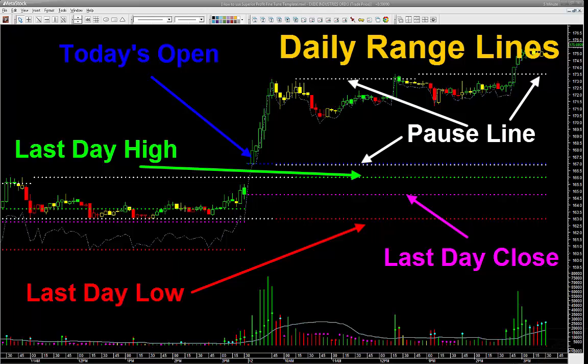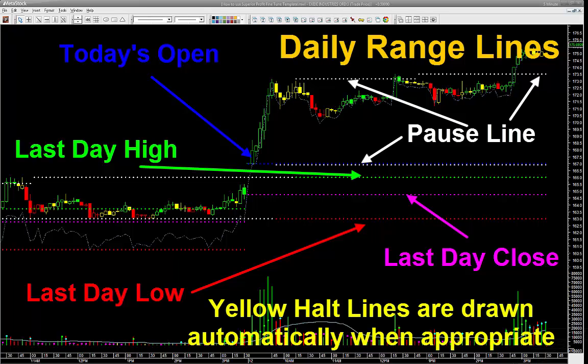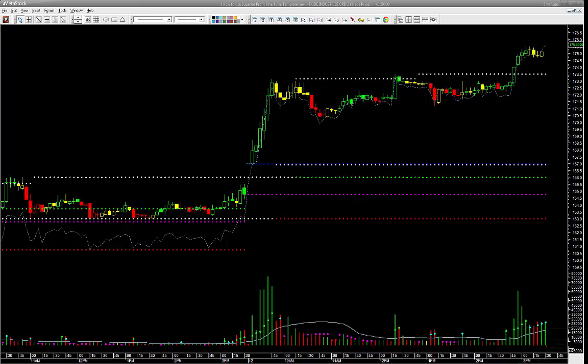Are there additional daily range lines? Yes. Occasionally, the system may draw additional important price levels. Yellow halt line is one example. In the near or far past, price had halted at those price levels and probably reversed. They don't appear every day. When they are relevant, system draws them automatically. These lines together are called daily range lines. Now let us look at hourly range.